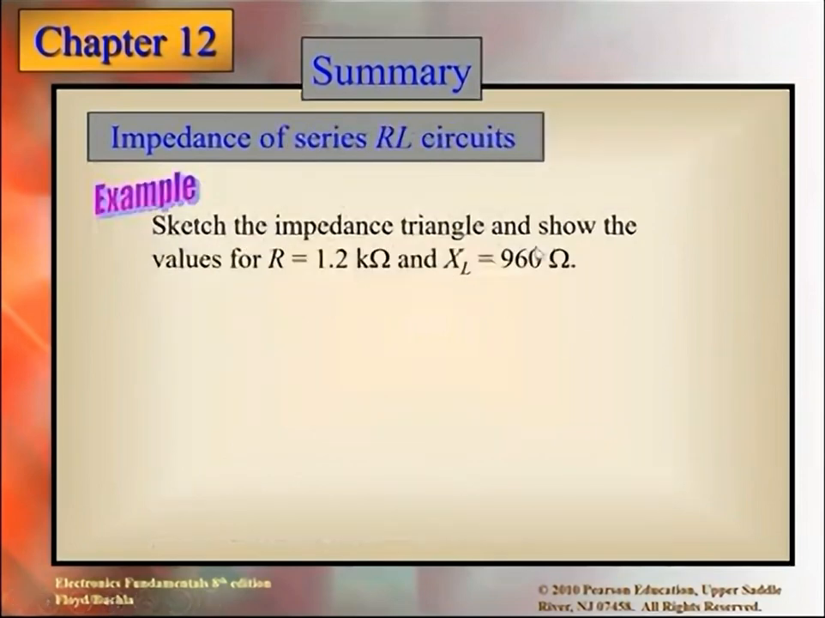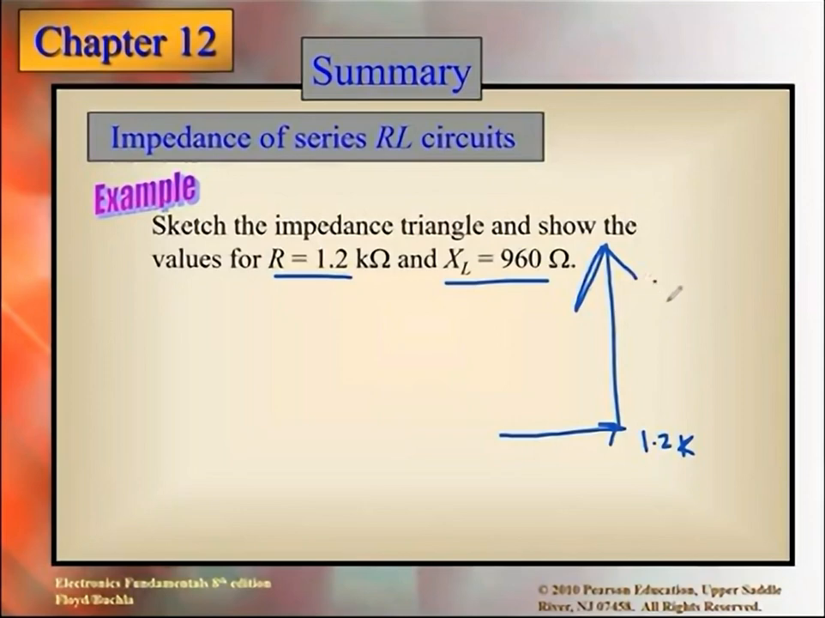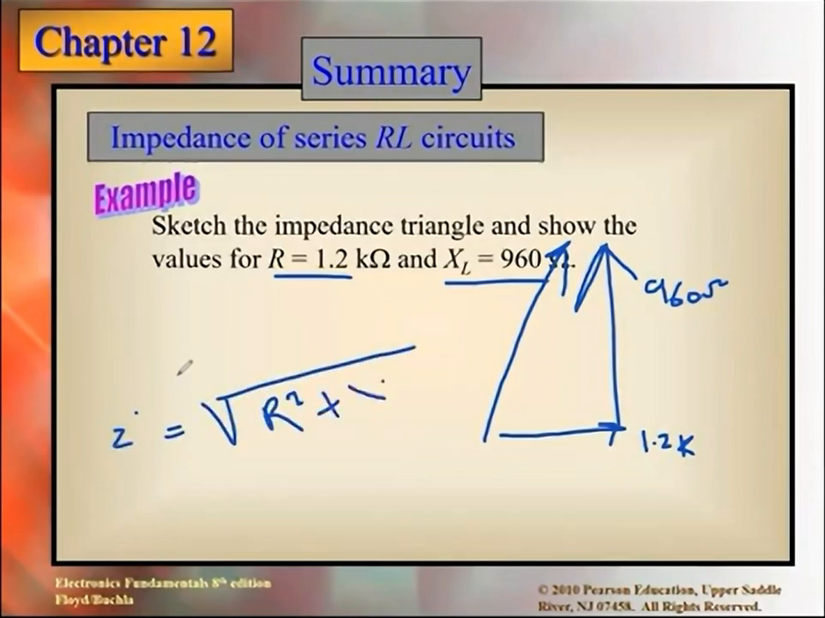This is already explained. Now, girls, a simple question: if R is this and XL is this, sketch the impedance triangle. I can sketch it, because this is going to be R, so I can write this is R. This is XL, 960 ohm. Now this is going to be Z. So Z I can calculate by the formula: Z is equal to the square root of R squared plus XL squared. That's it. This is the way.